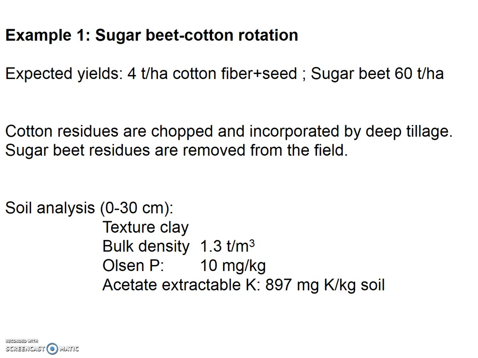The soil analysis from 0 to 30 centimeters tells us that the texture is clay, bulk density is 1.3 tons per cubic meter. Also, phosphorus concentration is 10 mg per kilogram, and acetate extractable potassium is 897 mg of potassium per kilogram of soil.